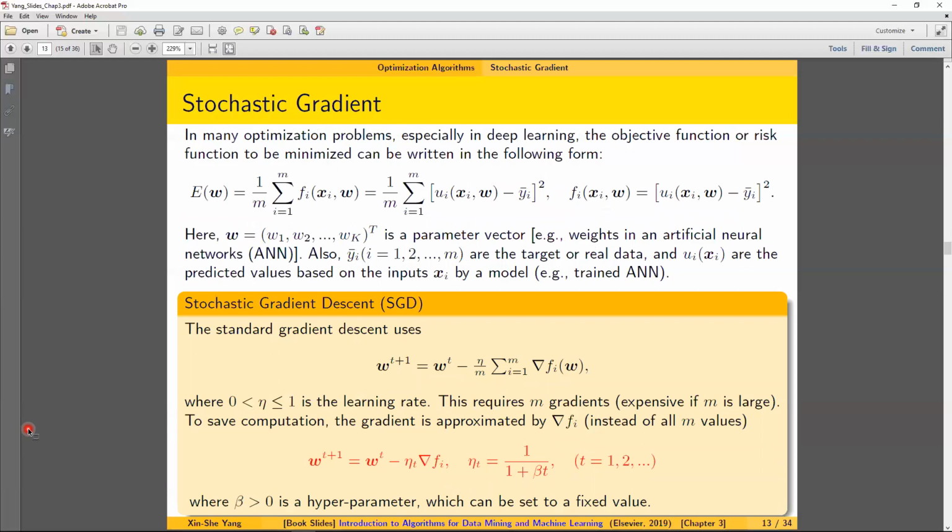Now you see that we are getting into more ways of doing all of these algorithms. The next one that's coming up is called stochastic gradient. In many optimization problems, especially in deep learning, the objective function or risk function to be minimized has the following form.